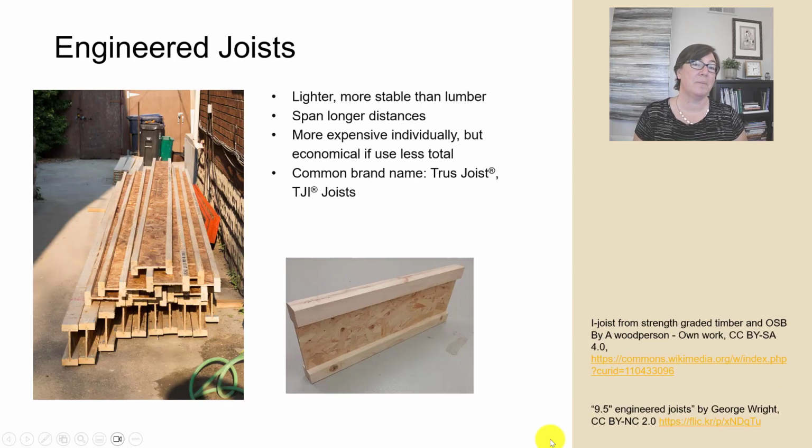Our next engineered wood product are engineered joists. These can be called I-joists. You can see why their shape right here. Or another common name is TJI, right, which is kind of a brand name for them. And these engineered joists are lighter and more stable than your typical lumber, and they will span longer distances. They are more expensive individually. So if you're going to buy a floor joist versus an engineered joist, the engineered joist is going to be more expensive. But often the entire system is more economical to build using the engineered joists because you can build less of them. Right? You can buy less of them, excuse me.